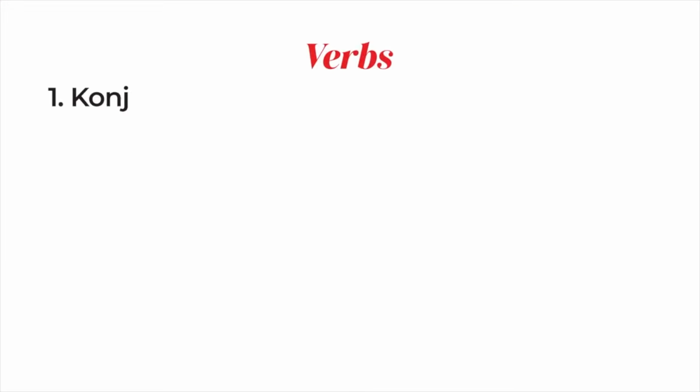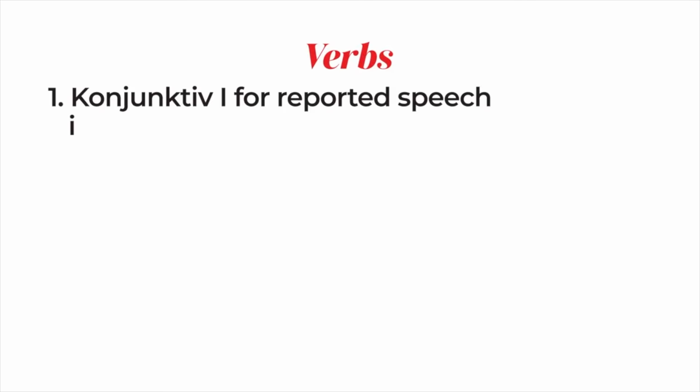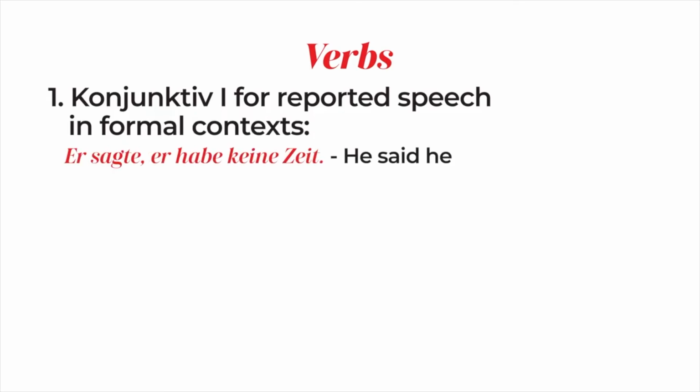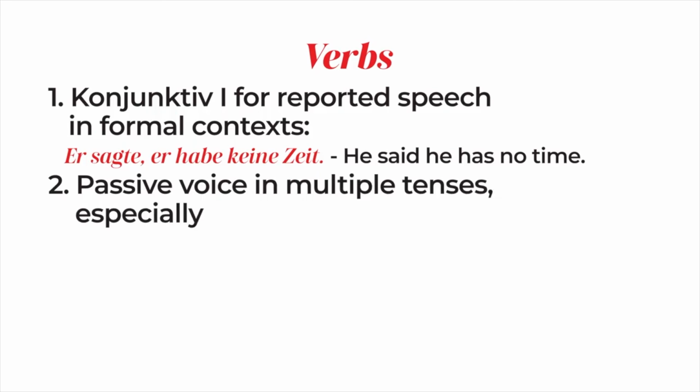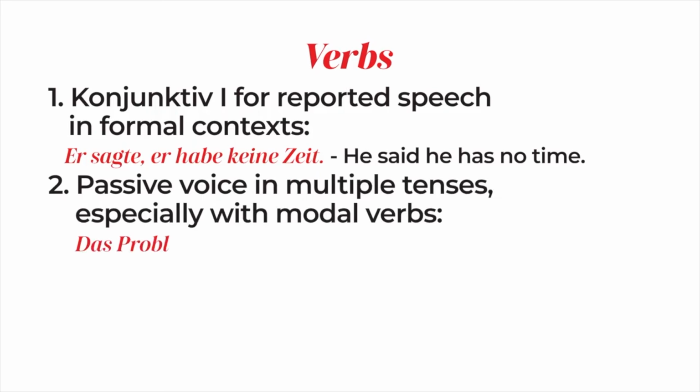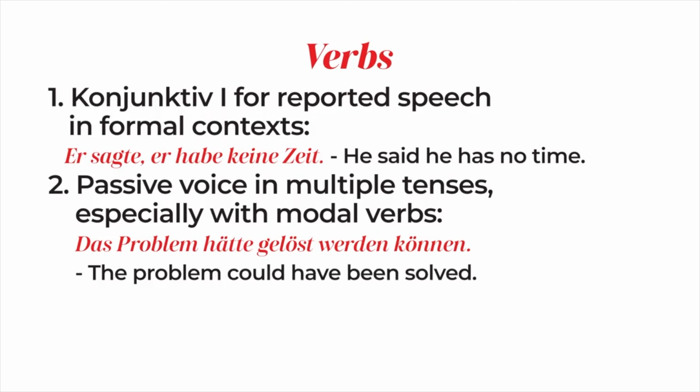Necessary grammar. At the B2 level, grammar is all about precision, flexibility, and nuance. Here's what you need to know. Verbs. Konjunktiv 1 for reported speech in formal contexts. Er sagte, er habe keine Zeit. He said he has no time. Passive voice in multiple tenses, especially with modal verbs. Das Problem hätte gelöst werden können. The problem could have been solved.